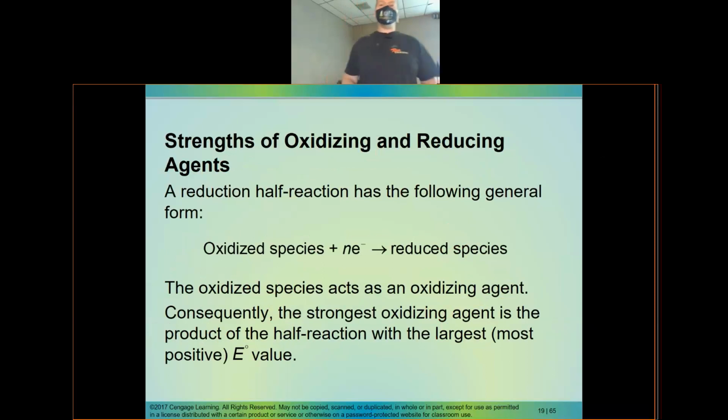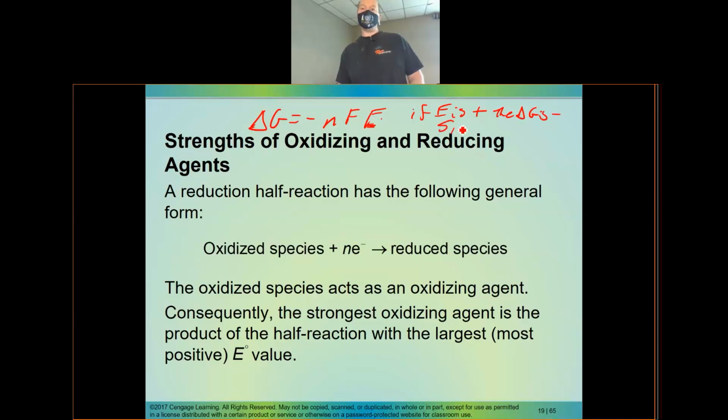All right, strengths of oxidizing and reducing agents. So we have a reduction potential. And remember, your delta G is equal to negative nFE. Now, if E is positive, moles is always positive, and Faraday's constant is a constant and positive, that would give you a negative delta G. So if your E is positive, then your delta G is negative and it is spontaneous.